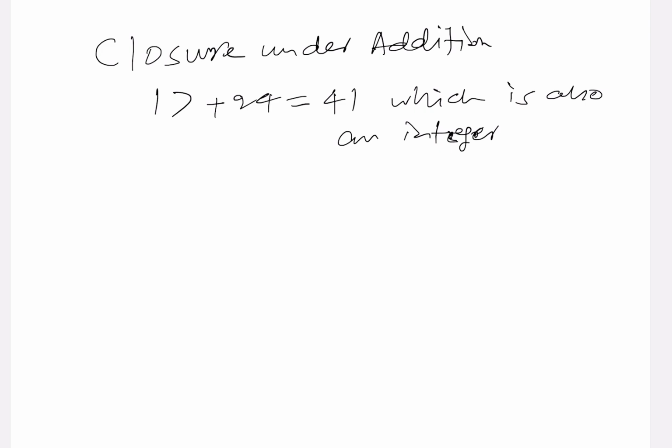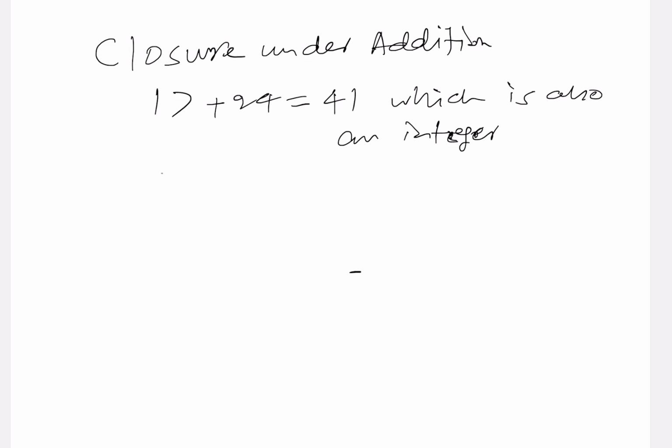This property is known as the closure property for addition. That is, 17 is an integer and 24 is an integer. The sum of two integers is again 41, which is also an integer, and it is a whole number also. So this property is called the closure property for integers.